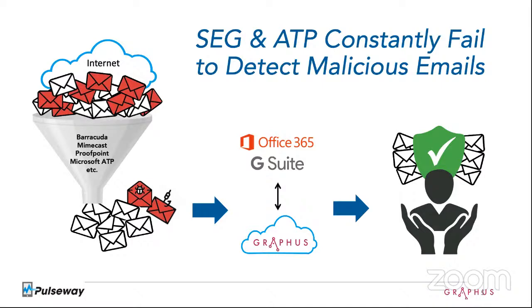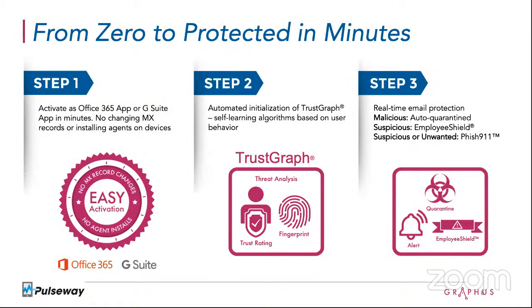But right away, you can see that Graphis can coexist with your other security controls that are upstream, giving an added layer of security. So that's how Graphis fits into the end-to-end system. Now let's look at how it works.